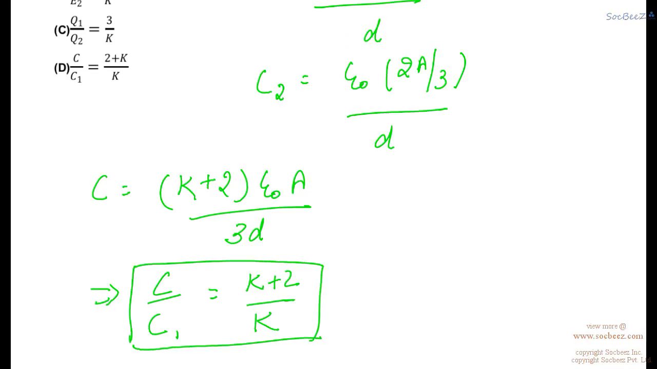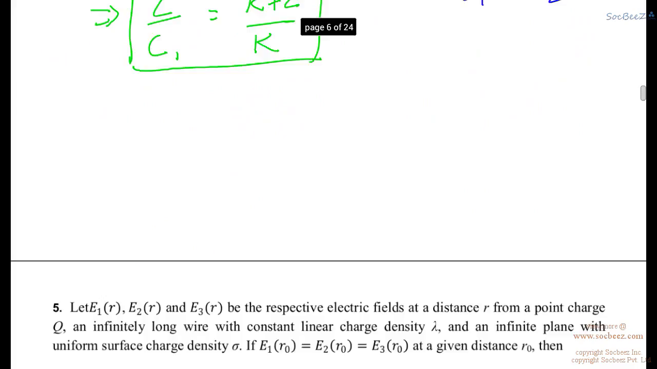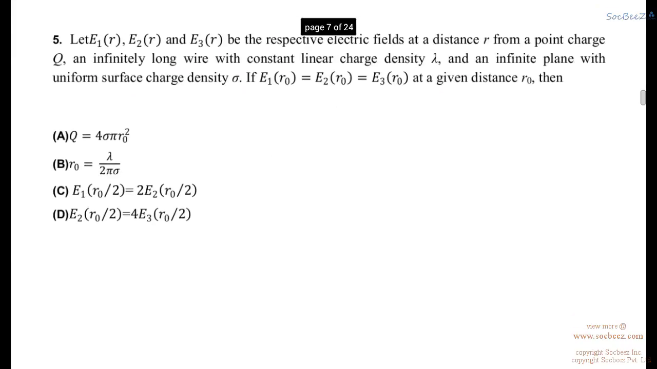Okay, and now also since E equals V upon d, therefore E1 equals E2. The electric field remains the same, where V is the potential difference between the plates. So therefore the correct options in this case are A and D. These two are the correct options. Okay, so now let's see another question.